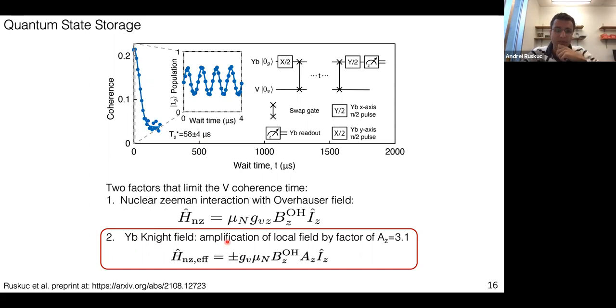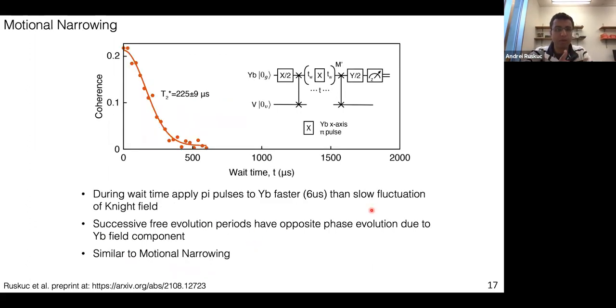However, a nice aspect of this field is that we can control its sign by determining whether the ytterbium is in the 0 state or the 1 state, the spin down state or the spin up state. This gives us a degree of control which lets us decouple from this field. Specifically, during the wait time, we apply periodic pi pulses to the ytterbium spin, each of which flips the sign of the night field and leads to cancellation of phase accumulated during successive free evolution periods. This is a process similar to motional narrowing and leads to an extension of the vanadium register coherence time to about 230 microseconds.